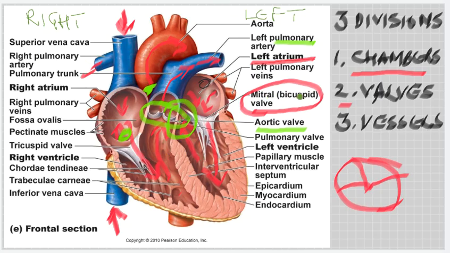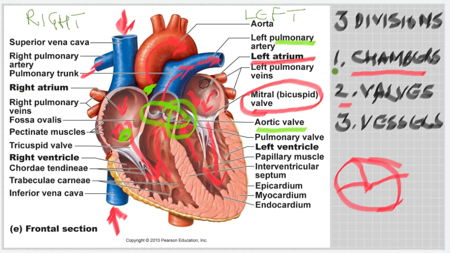That is the mitral bicuspid valve, or what we call the left AV valve. You must remember the right AV valve or the tricuspid valve. You must remember the aortic valve, the valve between the aorta and the left ventricle, and you must also remember the pulmonary valve, which guards the border between the right ventricle and the pulmonary artery. Just the pulmonary artery, not the right pulmonary artery. This is just the pulmonary artery.